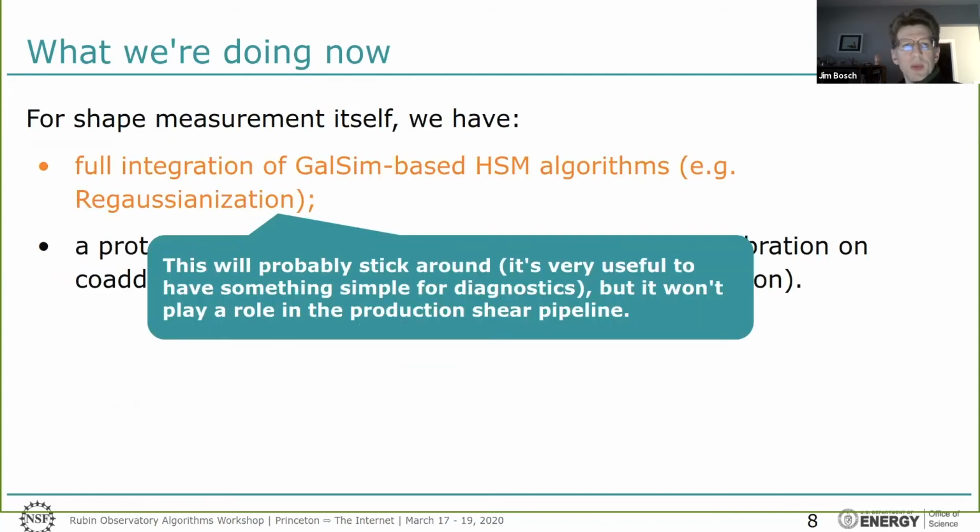For shape measurement itself, I think the GalSim HSM implementations aren't going anywhere. They'll stay in the stack. It's very useful to have something simple and fast for diagnostics. We may always use these for PSF systematics, for instance, but this won't play a role in any shear production pipeline for LSST data releases.